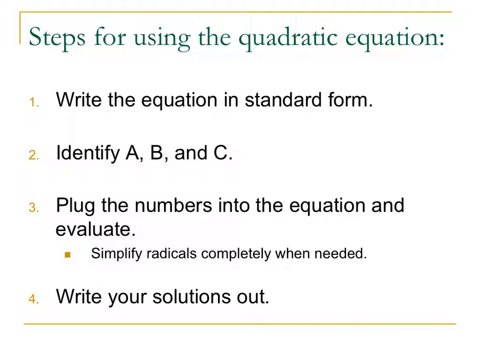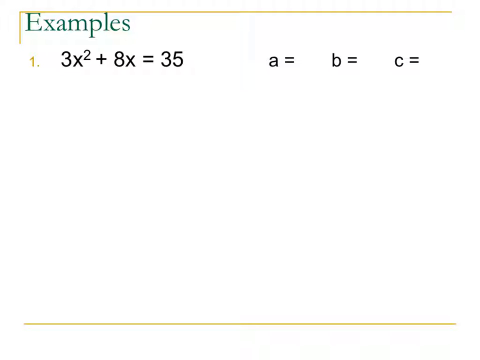Keep in mind your solutions are really representing those x-intercepts, so you could always graph it and check those x-intercepts to check your solutions. So for this first example, we're going to go ahead and put this into standard form first, so we need to bring over 35, which makes it a negative. Identify a, b, and c, so a is 3, b is 8, and c is negative 35.